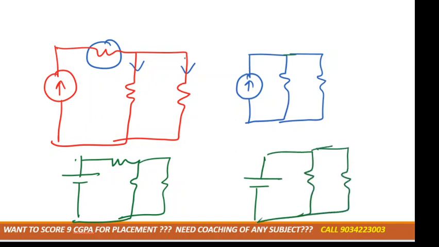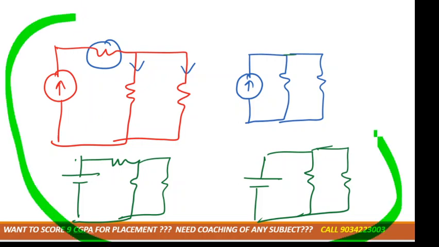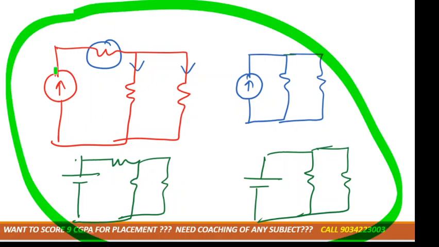If there are three resistances connected in parallel, then in that case we have to convert the third resistance into two resistances, then only we can apply CDR. So just remember, only in these four kinds of circuits we can apply the current division rule. Got it?